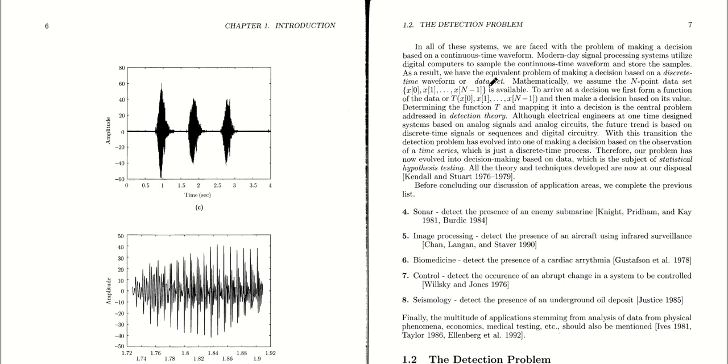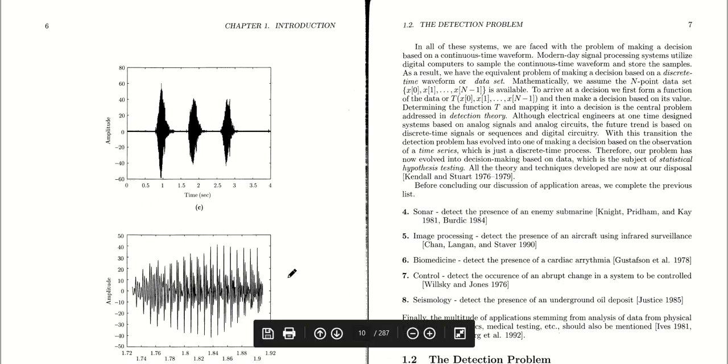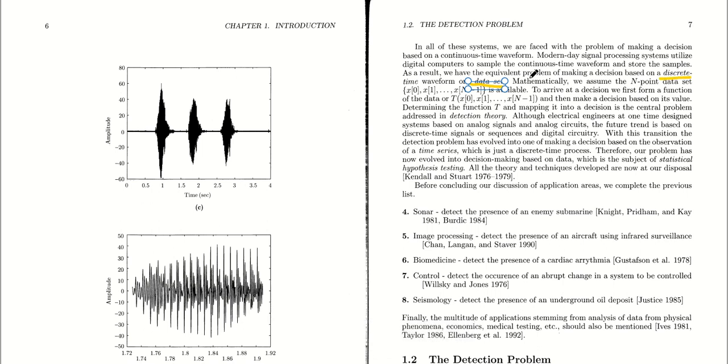Okay, so usually when we see a waveform, it's just a waveform. By visualization, we will not be able to do anything. So we need to take data. So it's a discrete time data set. Okay, so mathematically, we assume that the endpoint data set of the data are x0, x1, all the way to x N-1, and make a decision based on its value, right?